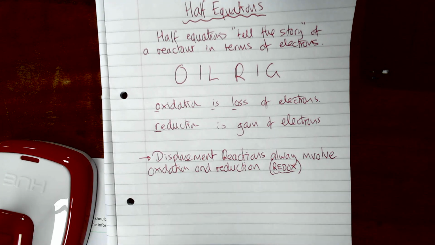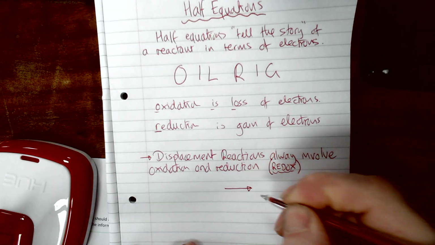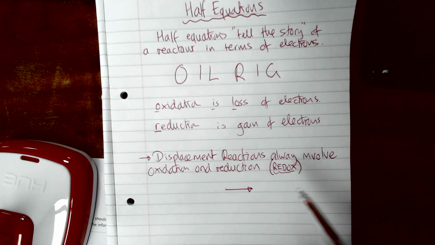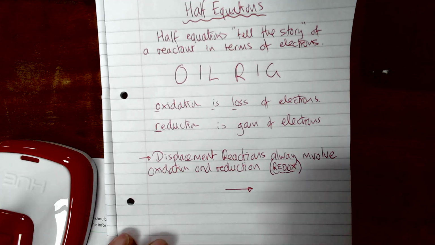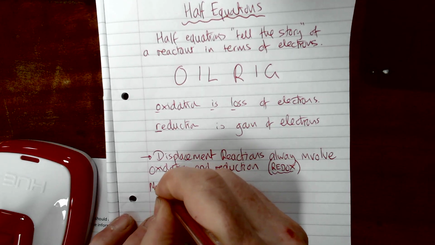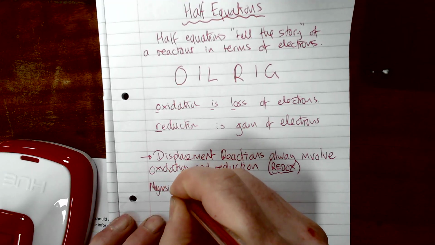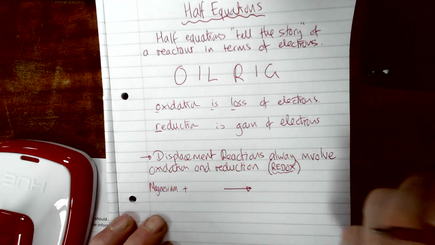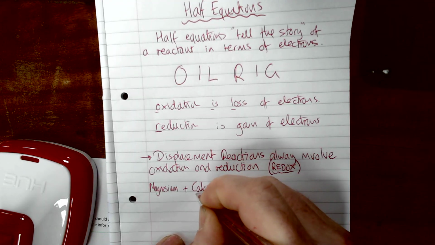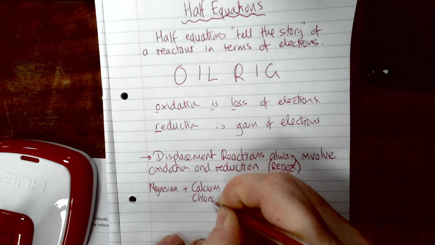So I'm going to start off with a word equation for a displacement reaction. Now, in the last lesson, we said that displacement reactions are when a more reactive metal displaces a less reactive metal from its compound. So I'm just going to write one that definitely works. I'm going to go with magnesium plus calcium chloride.